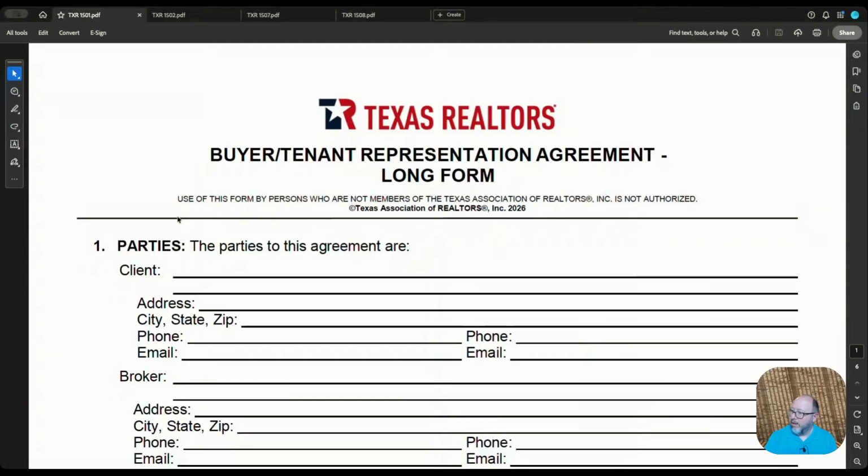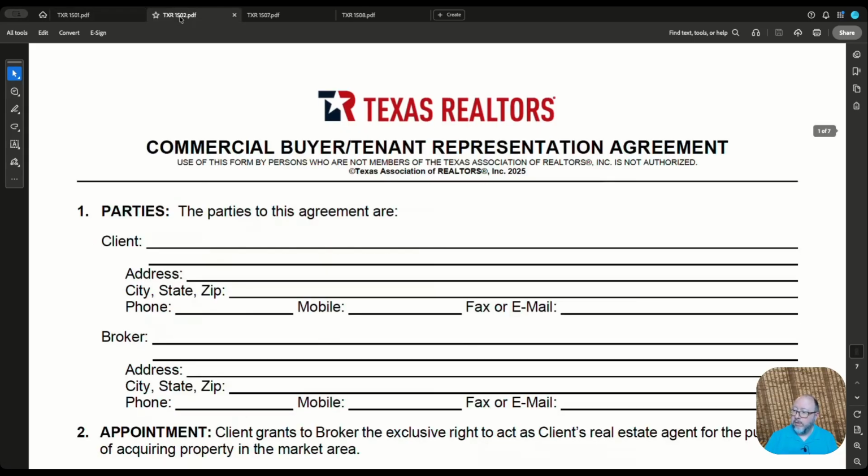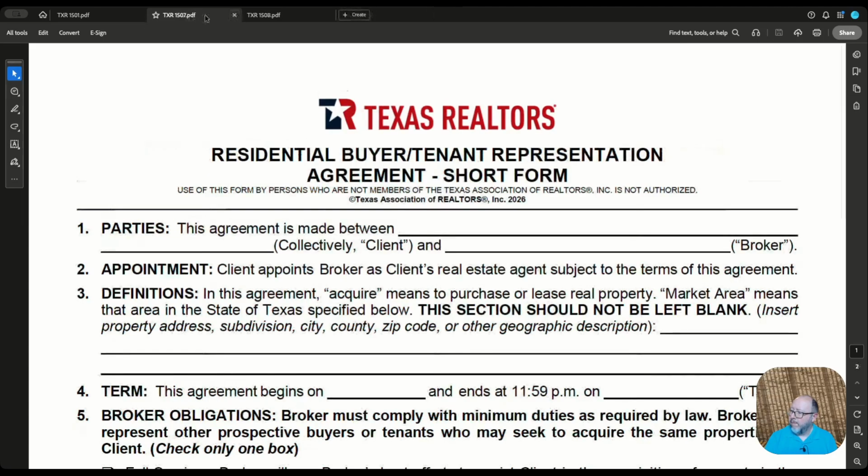All right. Okay, so there are four documents I want to go over. TXR 1501 is the long form buyer tenant rep agreement. TXR 1502 is the commercial buyer tenant rep agreement. I don't know how much I want to get into that, because I'd like to have a different live session just on the commercial agreements. So maybe let's look at that another day.